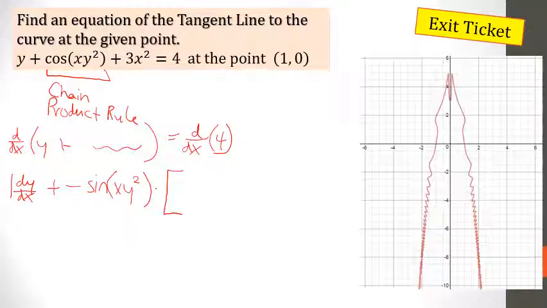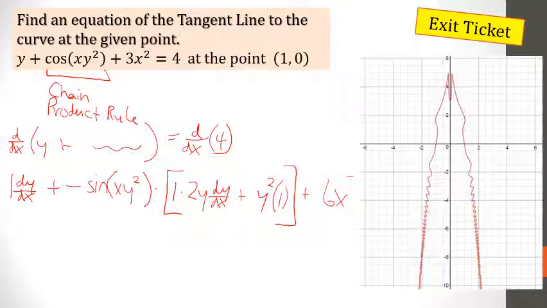and this is where you do the product rule. So first times the derivative of the second plus the second times the derivative of the first plus 6x equals 0. Okay, I'll leave the rest of it to you.